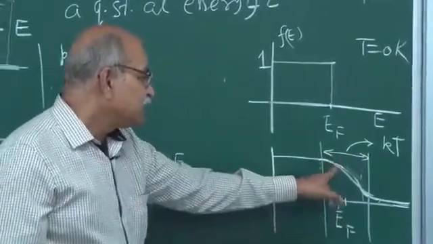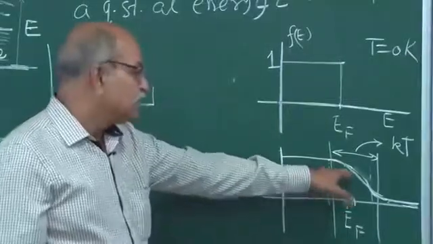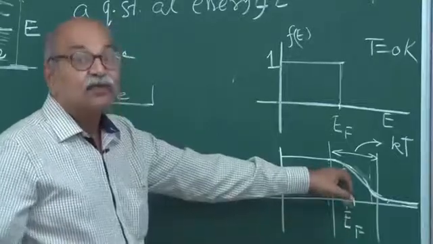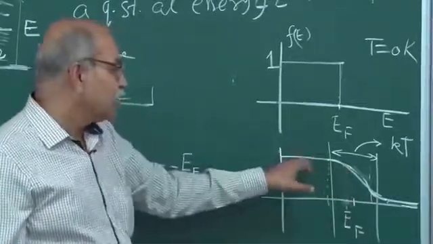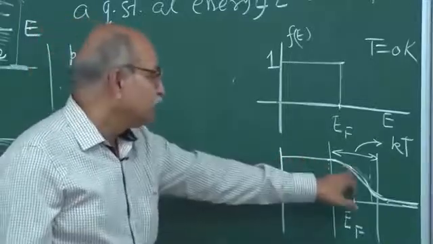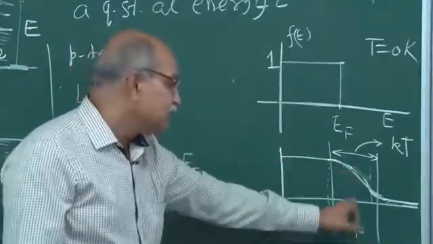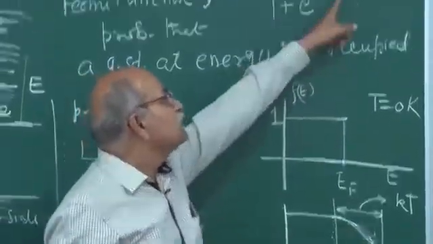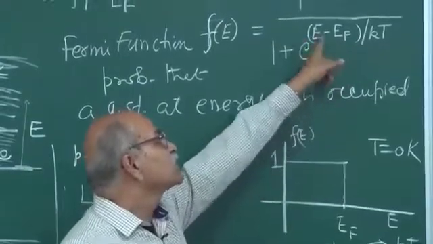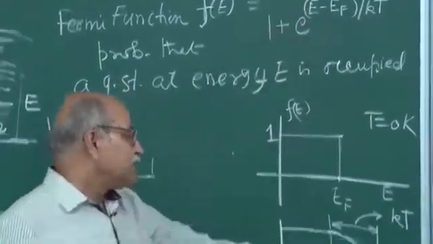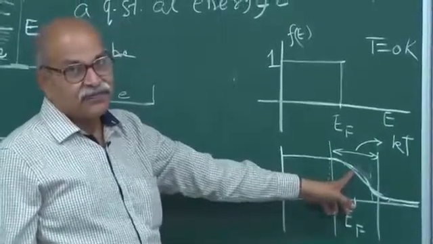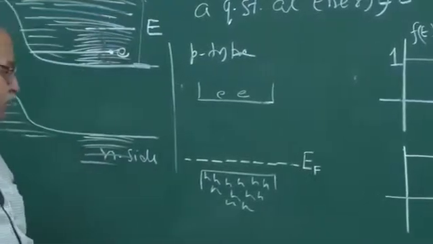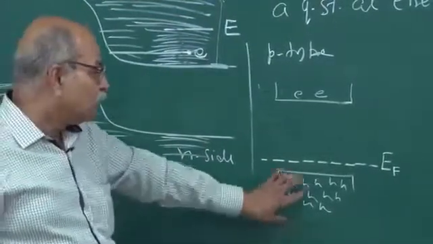The probability that there is an electron is less than 1, and therefore there is a probability that a hole will be there. If you are here, that probability is very small, but if you are here, there is some probability. If you are right at EF, the probability is half. Right at EF, if you put E equal to EF, then you get e to the power 0, which is 1, so 1 by 2. So if you are right here, the probability is half, and if you are close to it, the probability is not half, but still a sizable probability. So lots of holes are here.